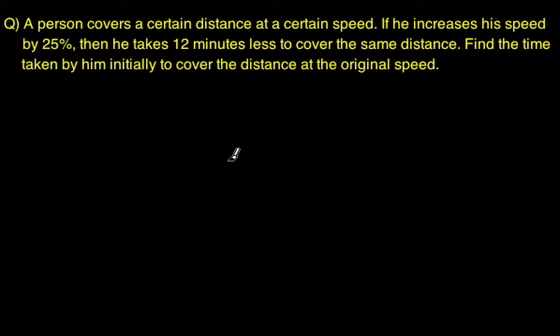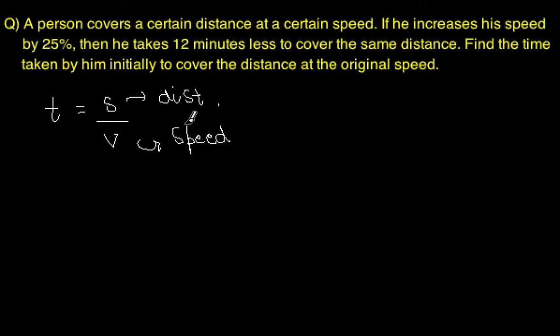So here we have been given: a person covers a certain distance at a certain speed. If he increases his speed by 25%, then he takes 12 minutes less to cover the same distance. Find the time taken by him initially to cover the distance at the original speed. So let us assume that initially the person takes time t to cover a distance of s with a speed of v. So this is distance and this is speed. So time is equal to distance upon speed.